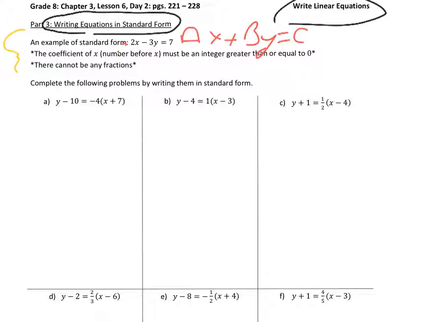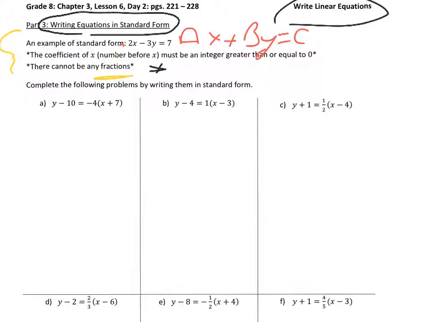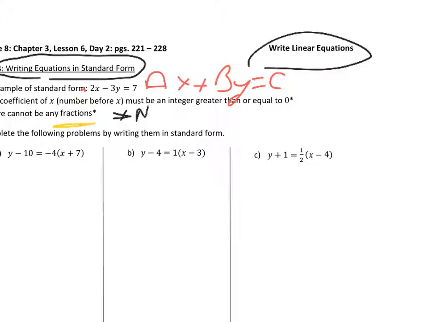The second one, there can be no fractions. So I also need to point out there can be no decimals. One more thing not written here. There can be no greatest common factor, no GCF of A, B, and C.